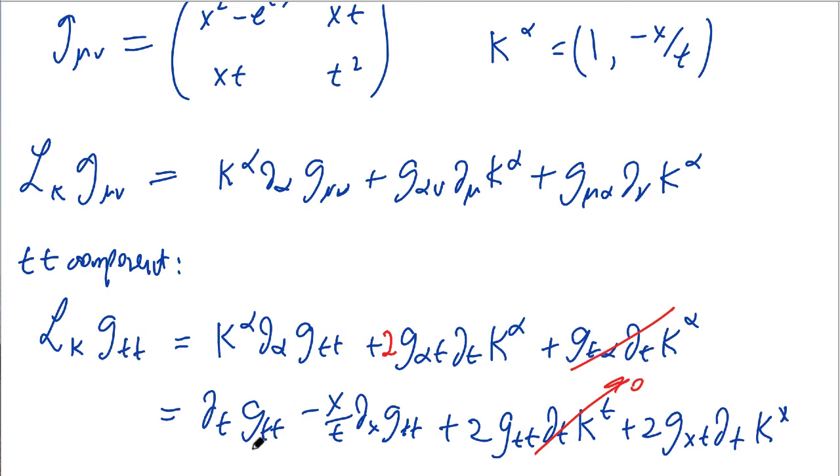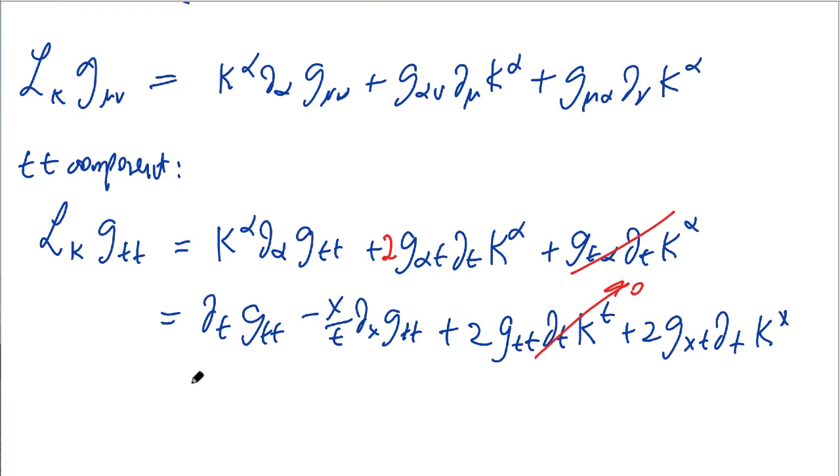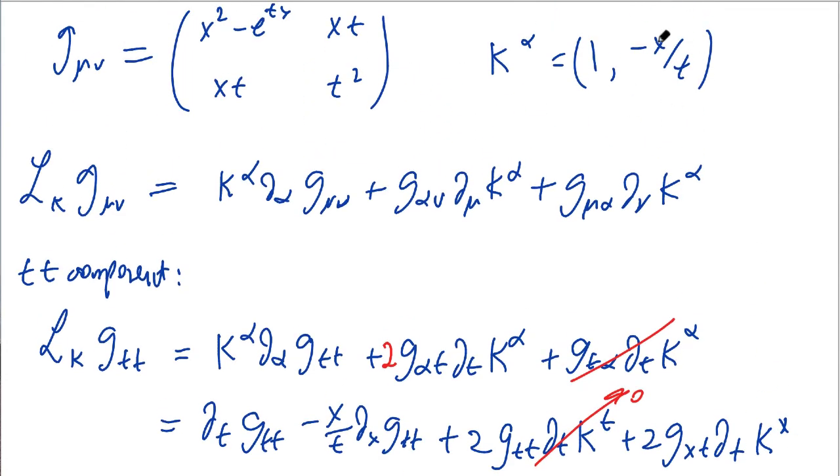And what we're left with is the time derivative of g_tt. g_tt is this coefficient here. That's x squared minus e to the tx, minus x over t partial x of that same coefficient, x squared minus e to the tx power. And then we have this term plus 2 g_tx, which is just t times x. And we have the time derivative of the x component of k, that was minus x over t.